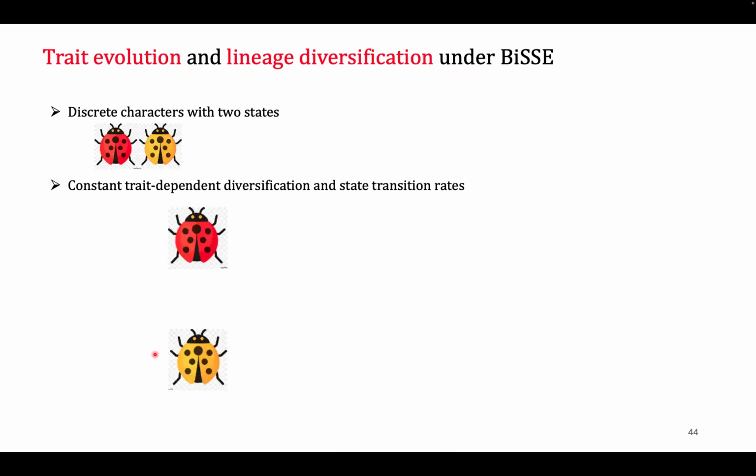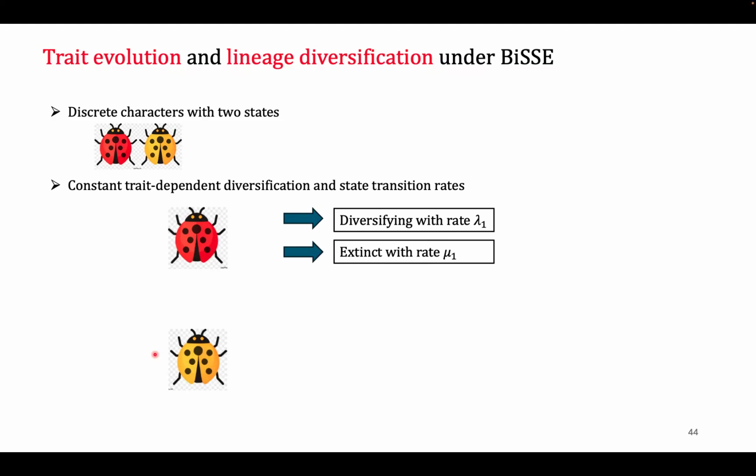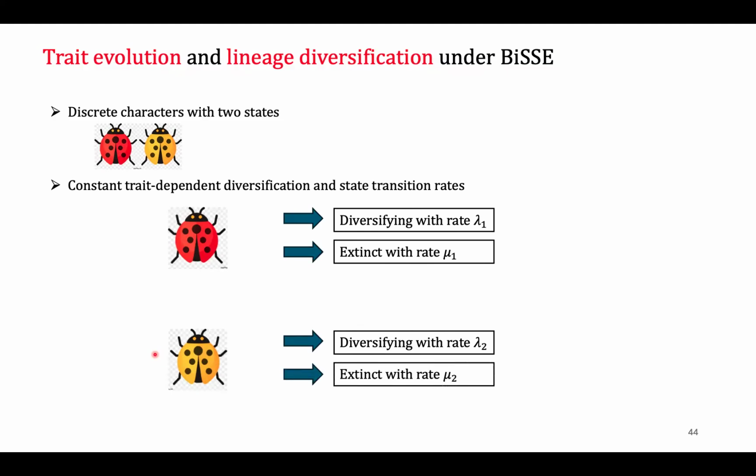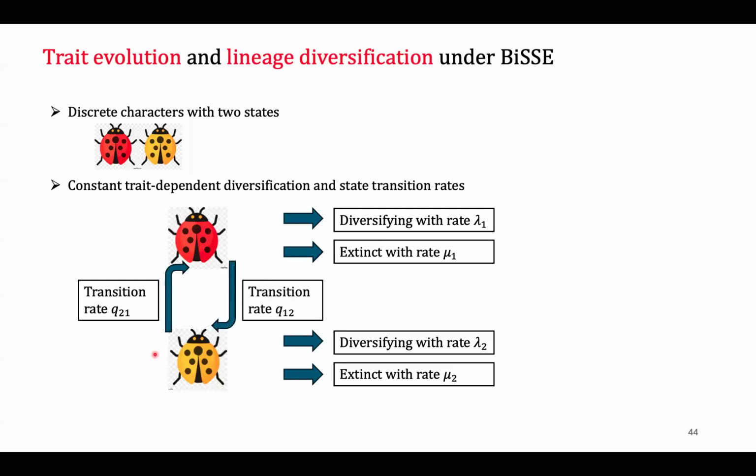Now, it assumes you have constant trait-dependent diversification and state transition rates. What it means is that each of these states has its own rate for speciating and its own rate for becoming extinct. So you have lambda1 and mu1 assigned to this color, and lambda2 and mu2 assigned to the other color. And then you have rates of transitioning between states. So you have this q12 going from color red to color yellow, or the other way around.